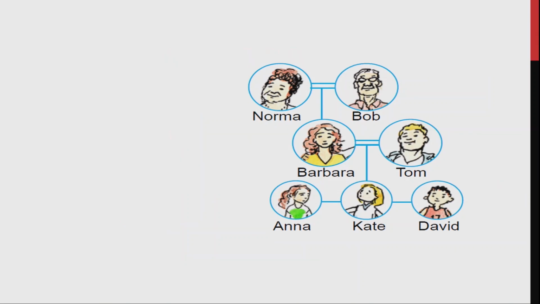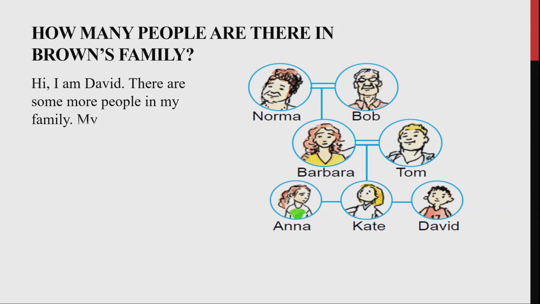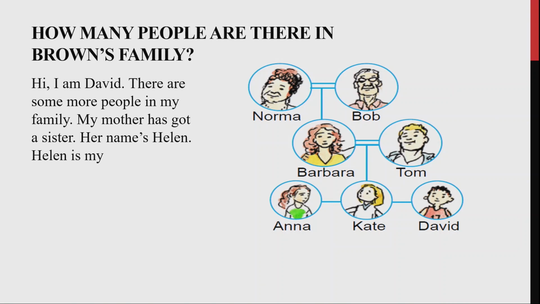Now children, look at the family tree again and read the text and say how many people are there. Hi, I am David. There are some more people in my family. My mother has got a sister. Her name is Helen. Helen is my aunt.